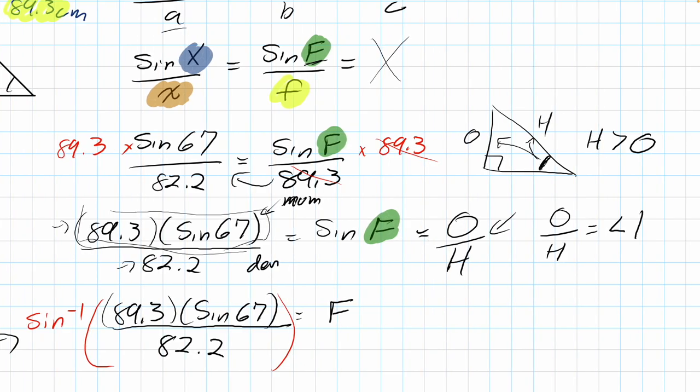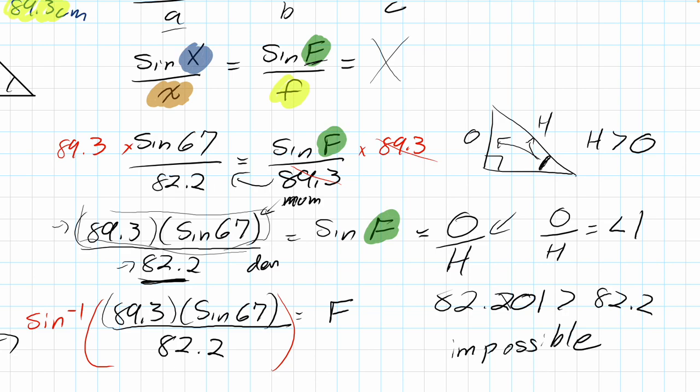82.2, oh my gosh, 01 is greater than our denominator, which is 82.2, just by a thousandth. By 1/1000th it is larger, which means this triangle is impossible. This is not a real triangle. Should I spell that right? They've probably purposely done this. This is not a real triangle. It can't exist in the laws of our universe.